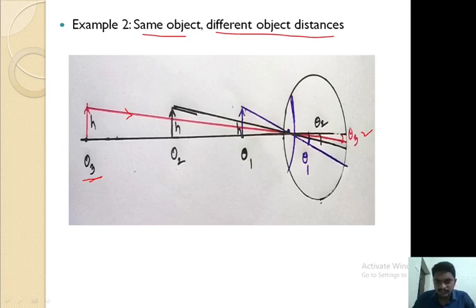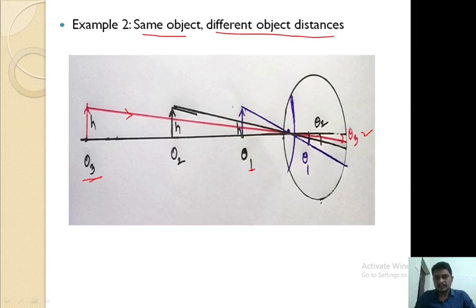Okay, as it comes close to the eye, the angle subtended by the object increases, and when it is at a near point, the angle subtended by that object is maximum. Okay, so let us take an example.